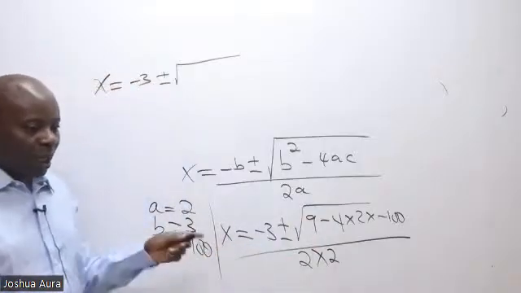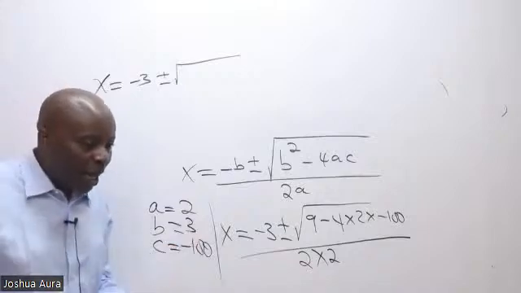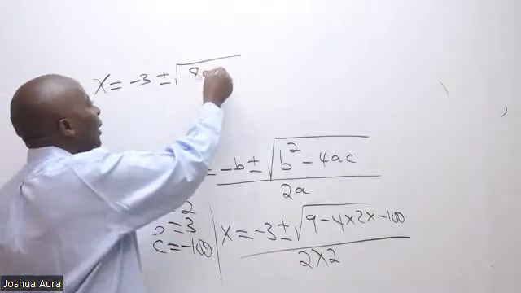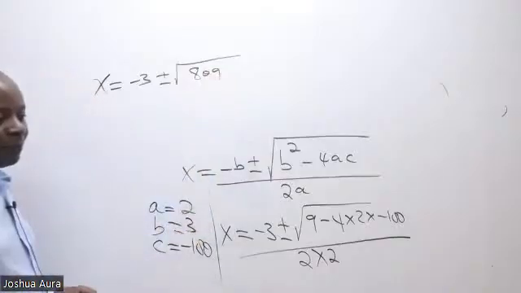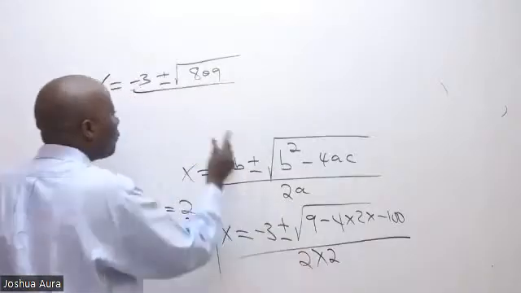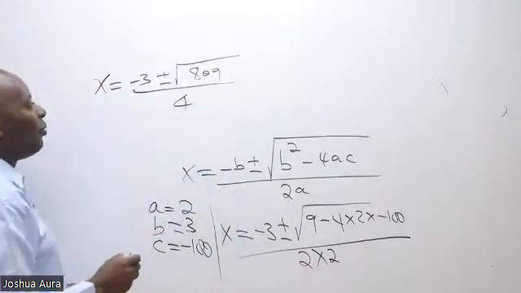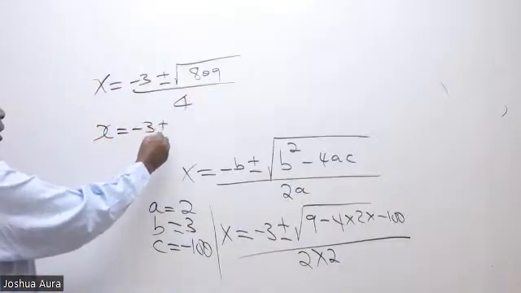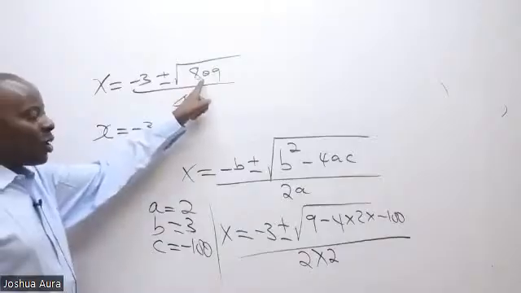9 minus 4 times 2 times minus 100, somebody's giving me 809. 809, all over 2 times 2. 2 times 2 is 4. Then we move slowly. Our x will be equal to minus 3 plus or minus. Could you kindly give me this square root of 809?